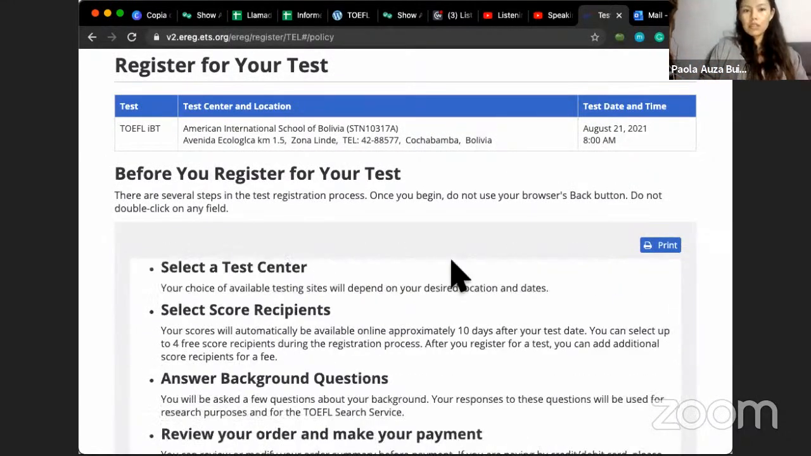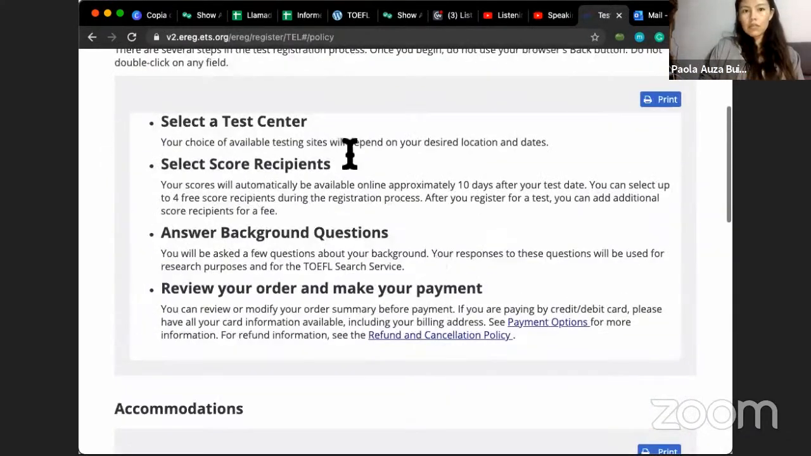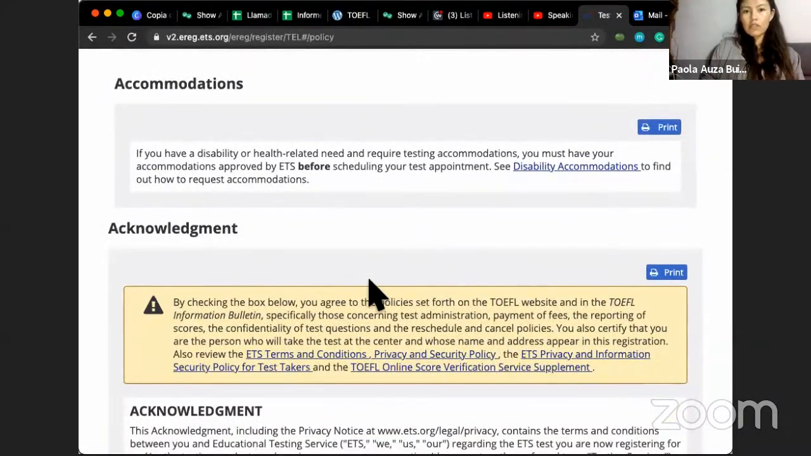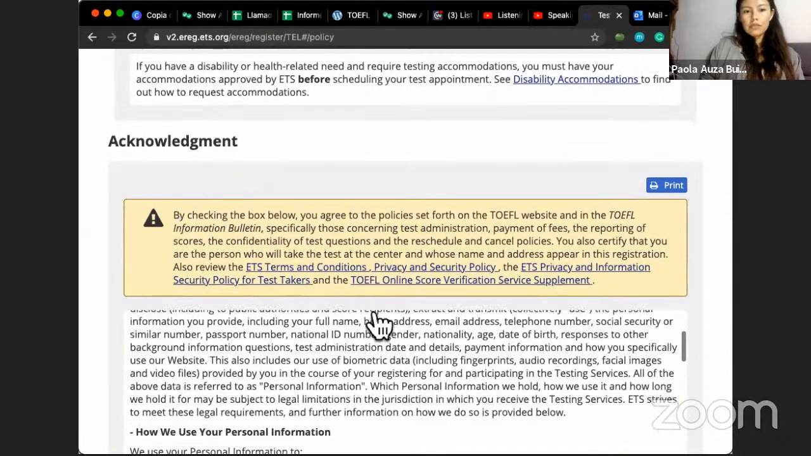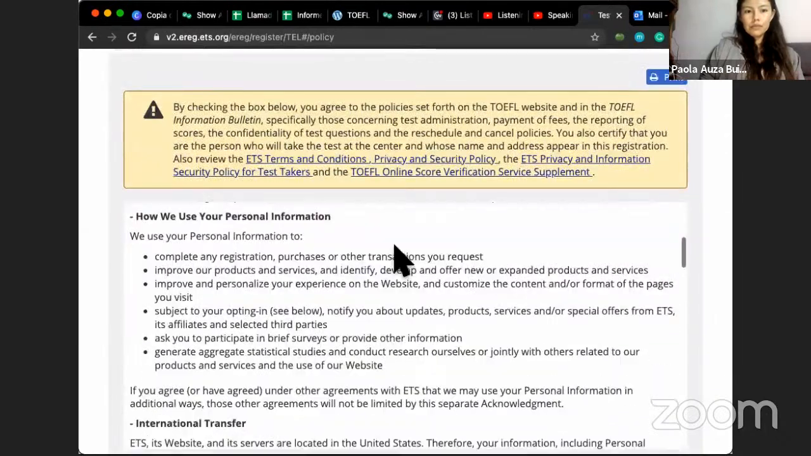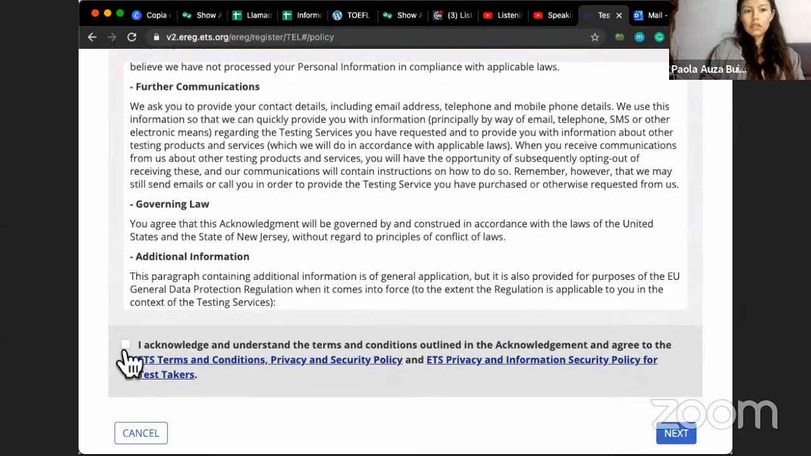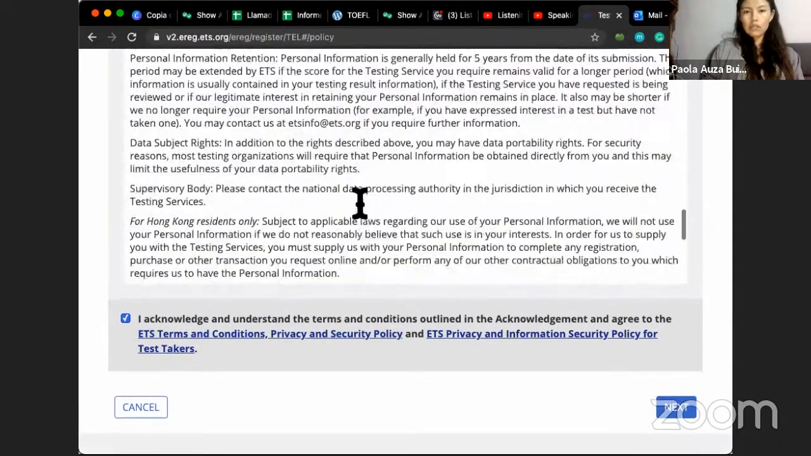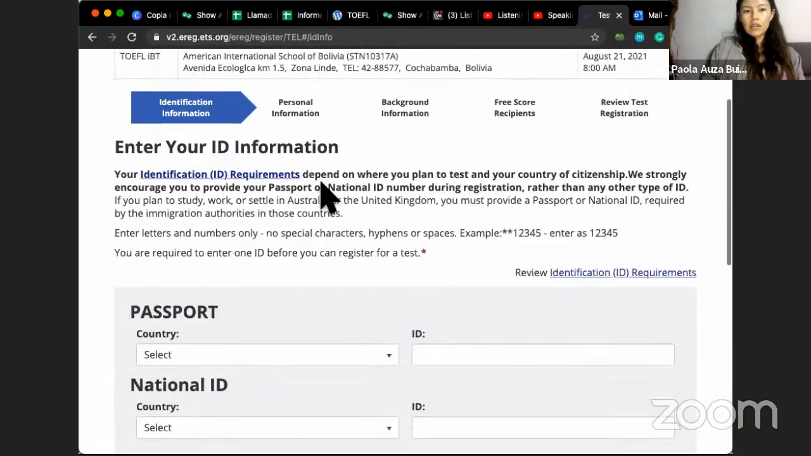Entonces, aquí básicamente lo que nos va a ir mandando es, ¿no? Simplemente nos está explicando un poquito, ¿no? Del payment, accommodations, ¿no? Toda la información que deberíamos saber, que pueden ir revisando. ¿No? Basically, todo es prácticamente para aceptar, ¿no? Pueden dar una revisada si quieran, pero básicamente es información legal, ¿no? Que ellos deben hacernos conocer. Go next.